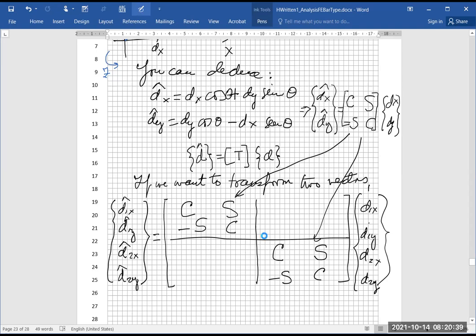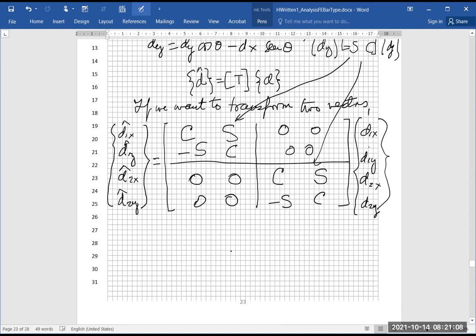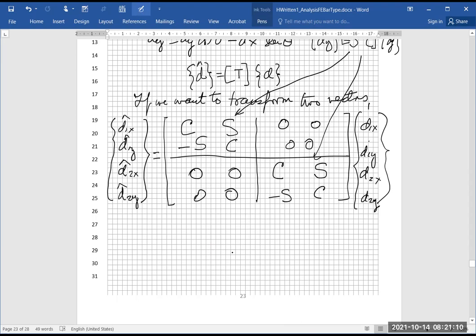So this is cosine. Now, what happened with this part? Well, the second vector has nothing to do with the first one, so we just fill it with zeros. Similarly for this one, the first vector has nothing to do with the second. Remember, this is a transformation. This is not equilibrium or anything like that. It's just transformation. Okay?